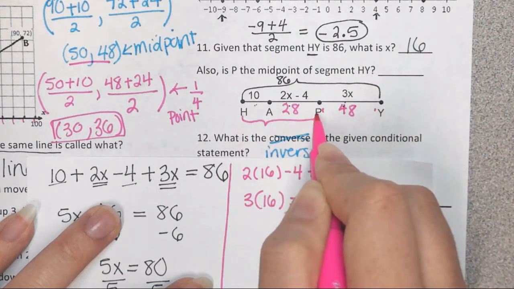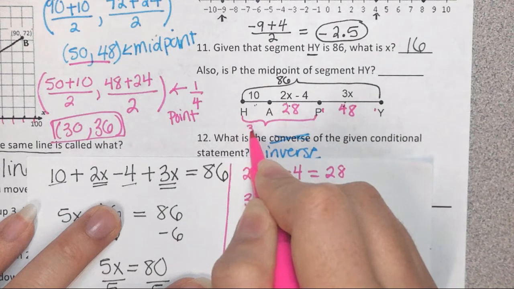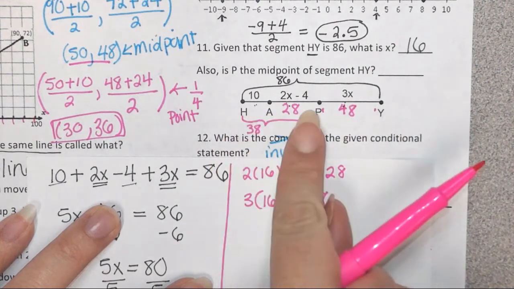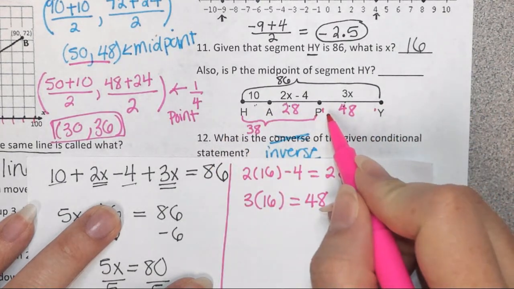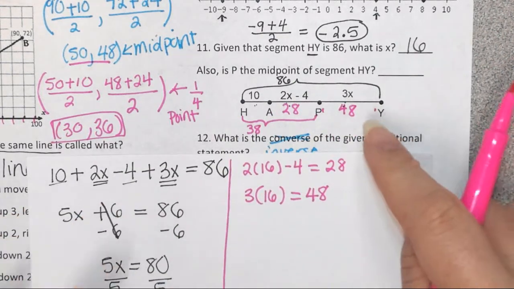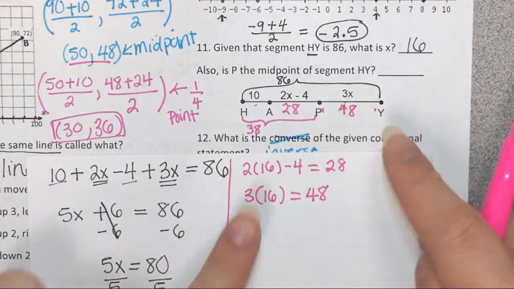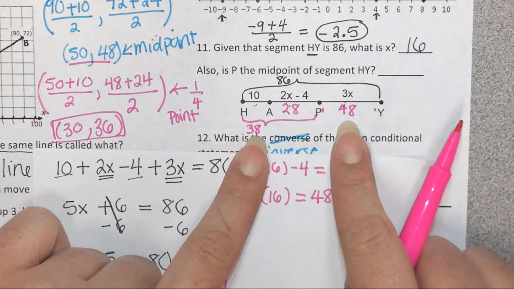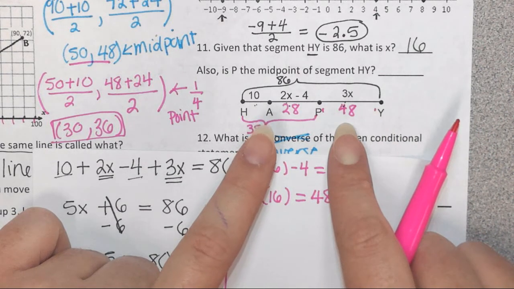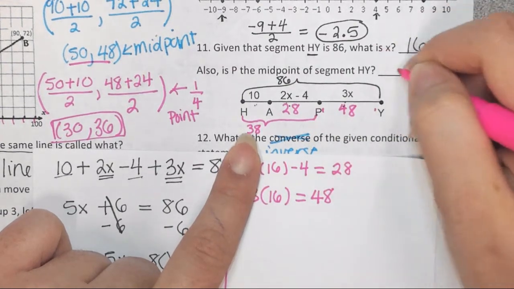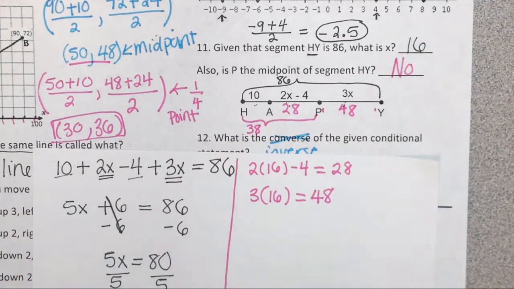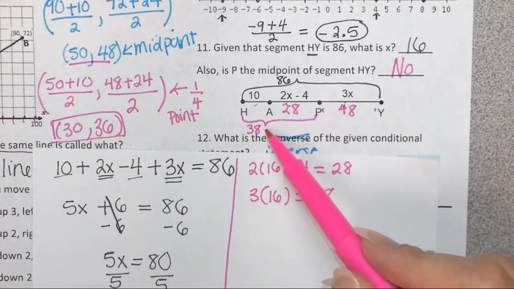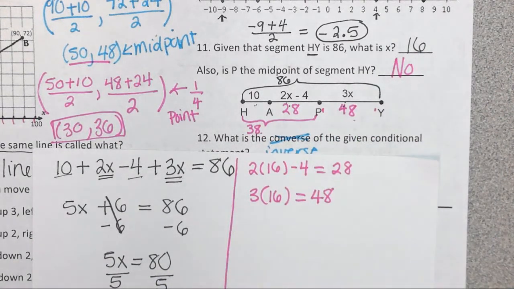So from H to P, 28 plus 10 means that this side is 38, and then from P to Y, this side is 48. So because these two things are not equal, this one's 48 and this one's 38, no. P is not the midpoint. If P were the midpoint, this number would be the same as that number.